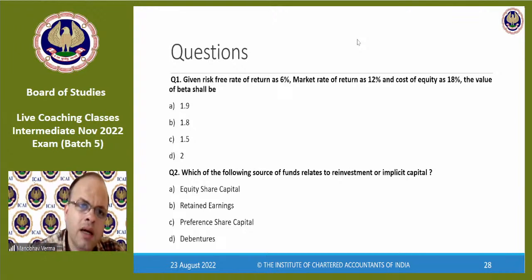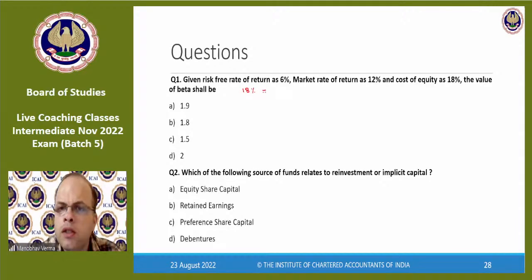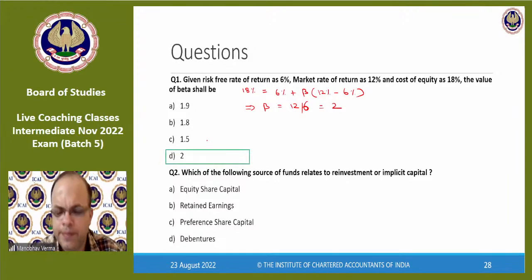Okay, so guys, question number 1 says they've given us the cost of equity, but they're asking us for beta. So cost of equity is 18% and RF is 6%, that is plus beta, and we're talking about 12% minus 6%, that is RM minus RF. So in that case, beta seems to be 12 upon 6, which is 2 here. So yes, option D it is. Absolutely correct, guys.